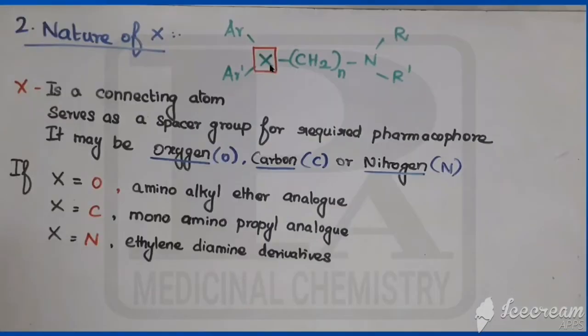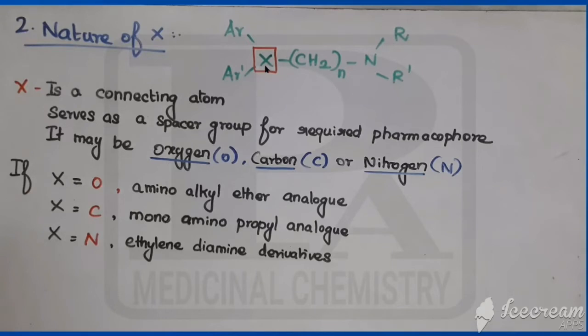Next we'll see the nature of X. Here X is a connecting atom. It serves as a spacer group for the required pharmacophore. It may be oxygen or carbon or nitrogen. If it is oxygen, that can be called amino alkyl ether analog. If it is carbon, that can be called mono amino propyl analogs. If it is nitrogen, that can be called ethylene diamine derivative.